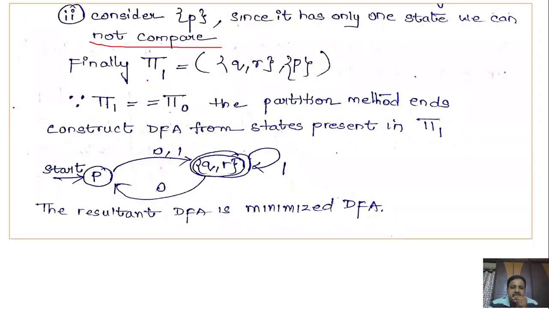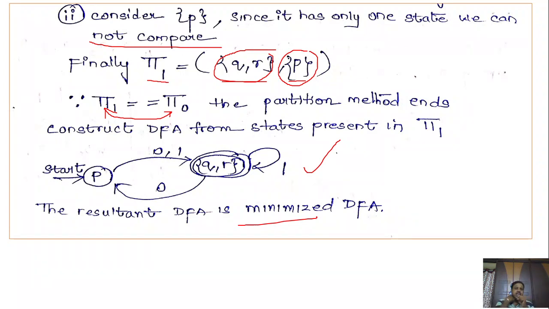Finally, what is the pi value? Q comma R in one set, and P in another set. If you check, pi 1 and pi naught are the same. So the partition method ends here, and the states are Q R as a single state and P as another state. So two states, and this is the minimum DFA. In this fashion we can construct the minimum DFA for any given problem.